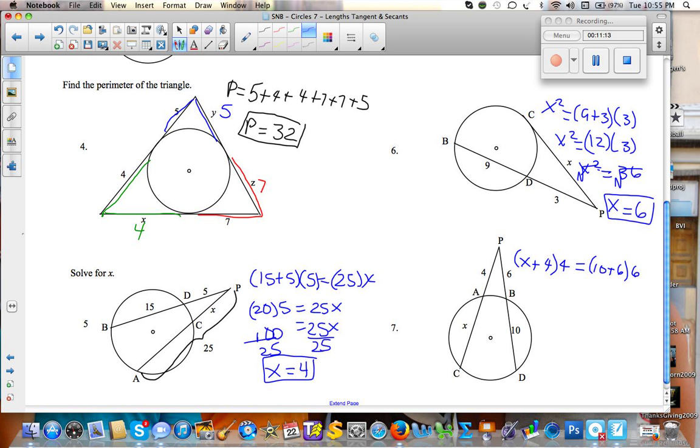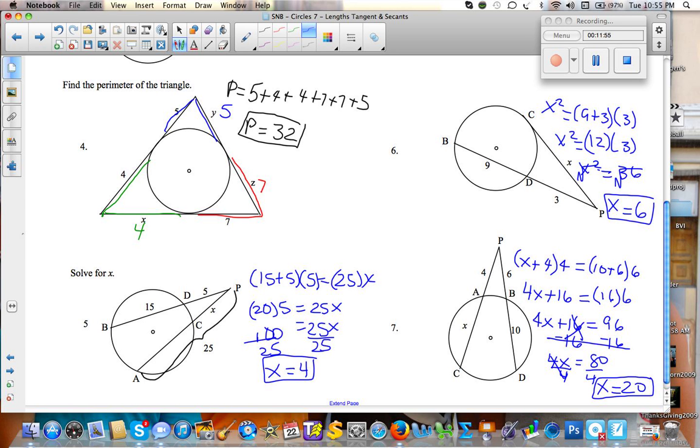We're going to have to apply the distributive property on the left-hand side, so we end up with 4x plus 16 is equal to, order of operations here, 10 plus 6 is 16 times 6. So 4x plus 16, and then we get 16 times 6 is 96. Now we can just subtract 16 from both sides, which leaves us with 4x is equal to 80. Dividing both sides by 4, we end up with x is equal to 20.